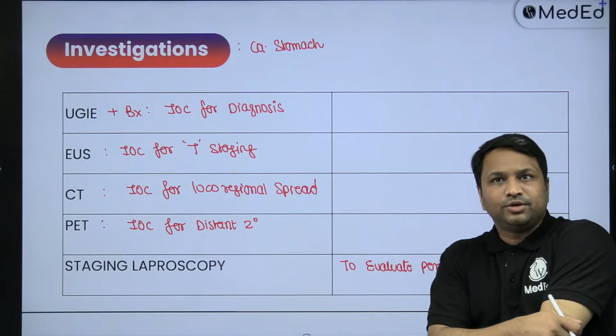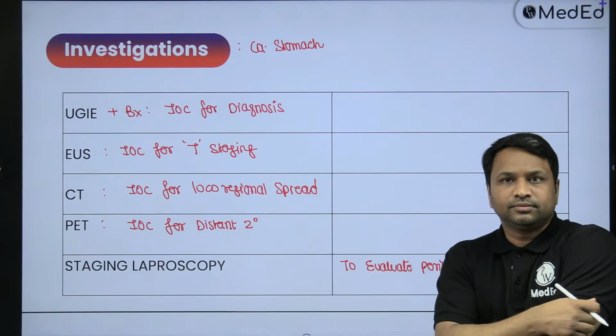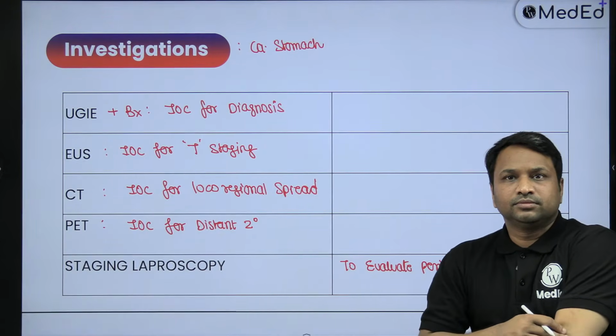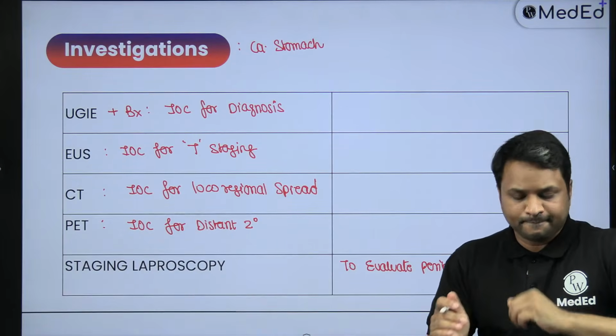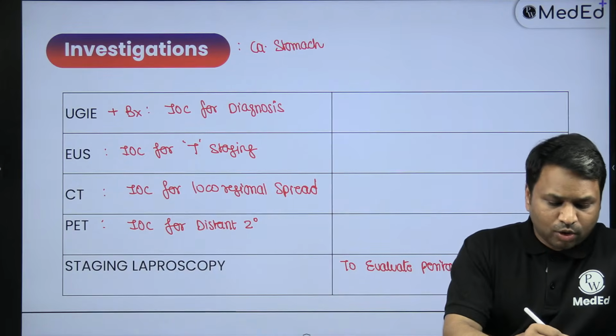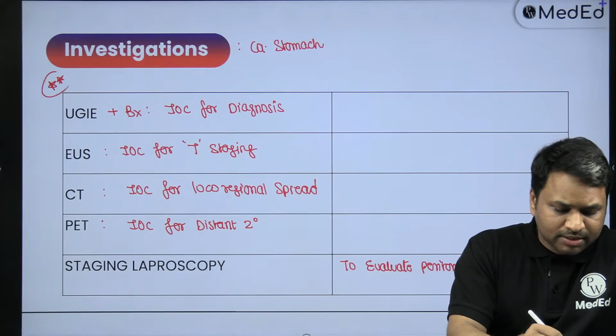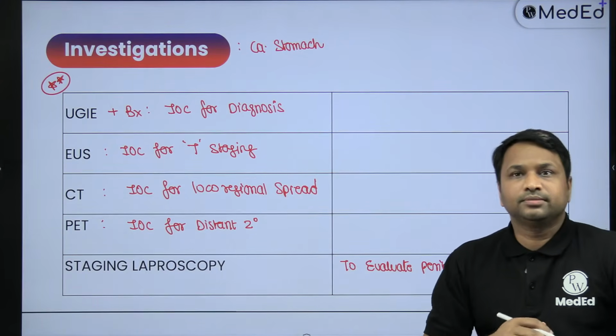If you have a question, you can definitely ask. Okay. So these are all the high yield points in terms of gastric malignancies. Clear?